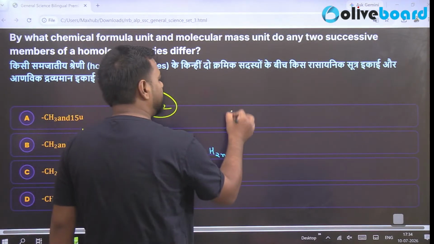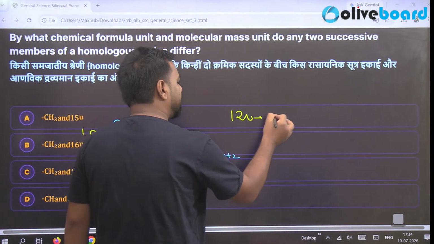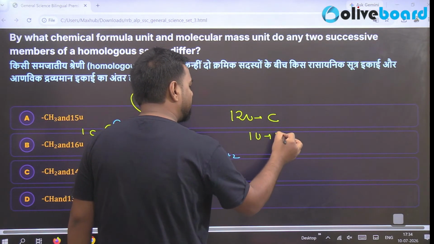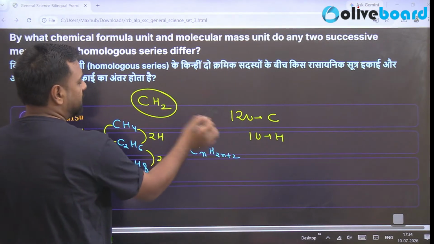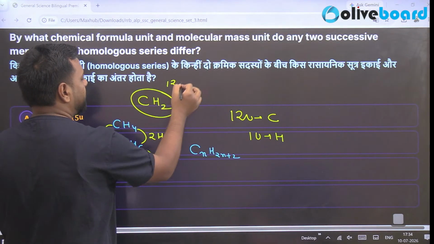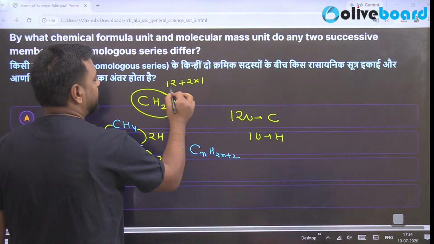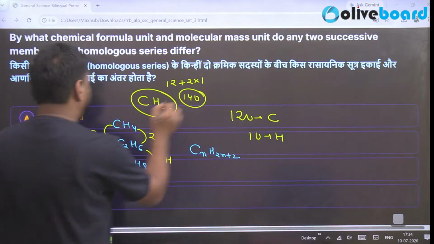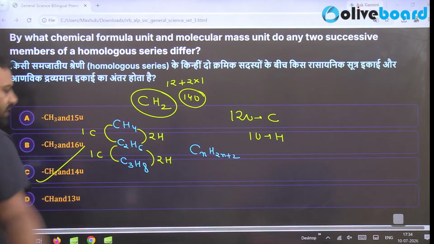So now talking about the units. So 12 units is for the carbon and 1 unit is for the hydrogen. C single, so it's 12. Hydrogen we have 2, so it's 2 cross 1. So that's 14 units basically. So 14 units and CH2, 14 units CH2. So C is the answer.